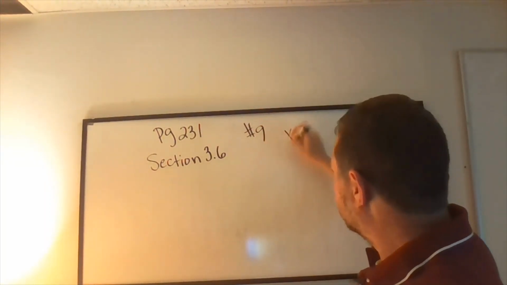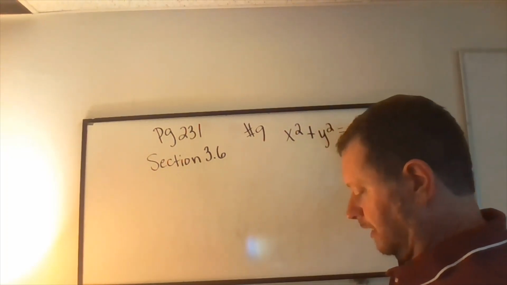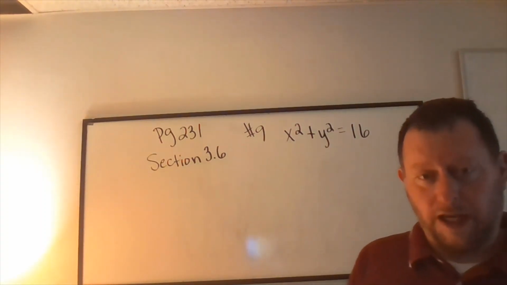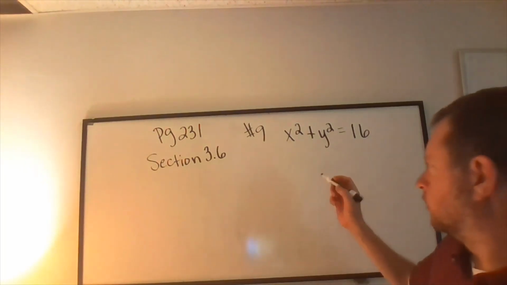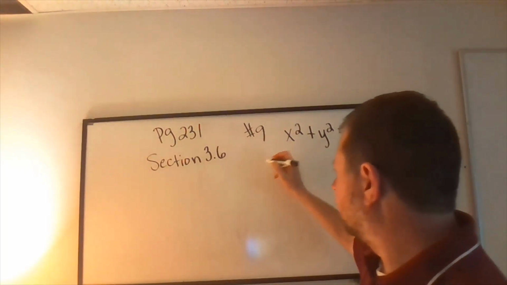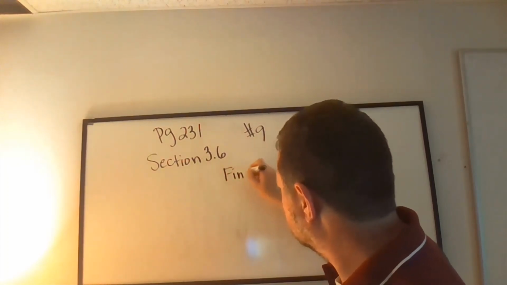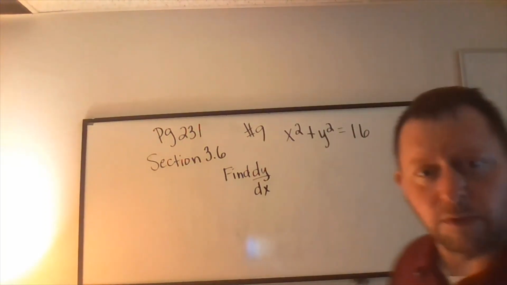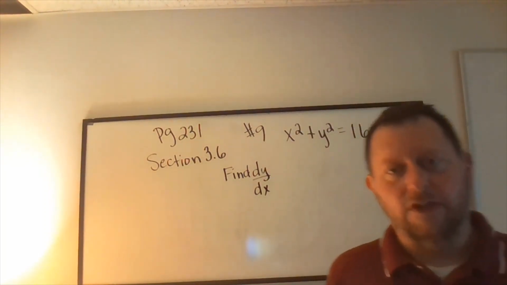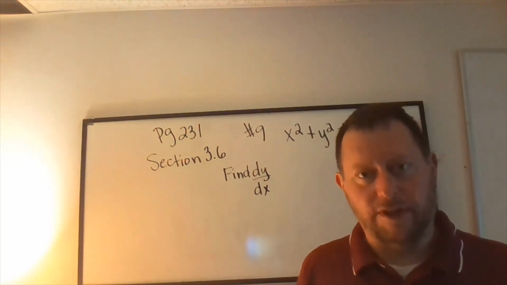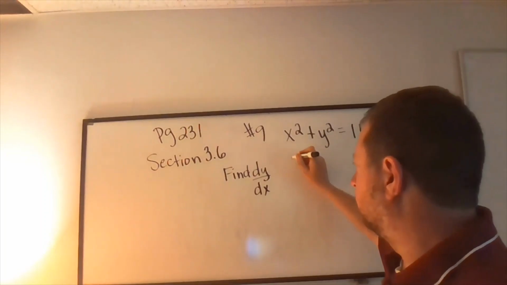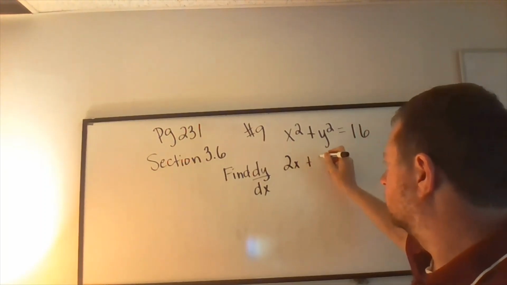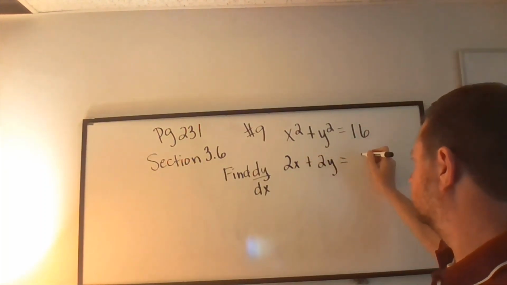9 is x squared plus y squared is equal to 16. So this is a circle, actually. So what we're going to do is we are going to find dy dx. Okay, so the first thing we're going to do is we're just going to take the derivative just like we normally would for everything. Okay, so this is going to become 2x plus 2y is equal to 0.